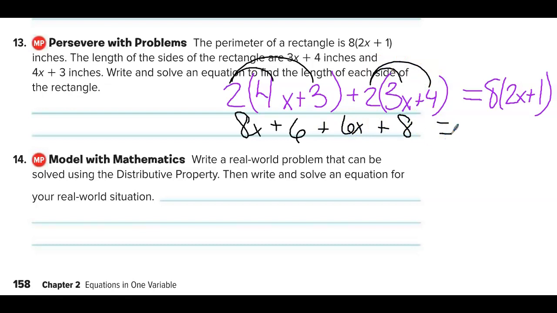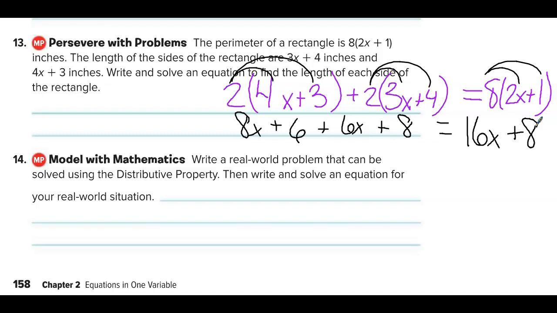Is there something else you would like me to do? Distribute the 8, I heard Adriana say. So 8 times 2x is? 16x. And then 8 times 1 is? 8. And then we should add 6x plus 8. Okay. Let's make sure. Is everybody with me so far?